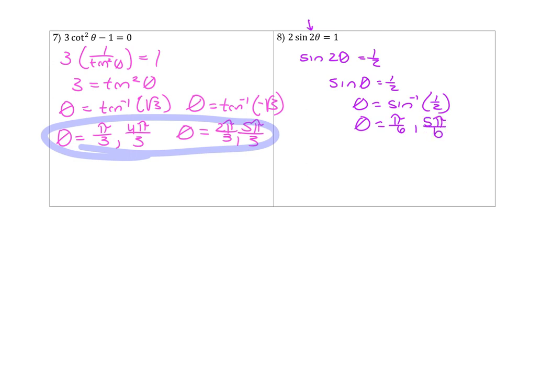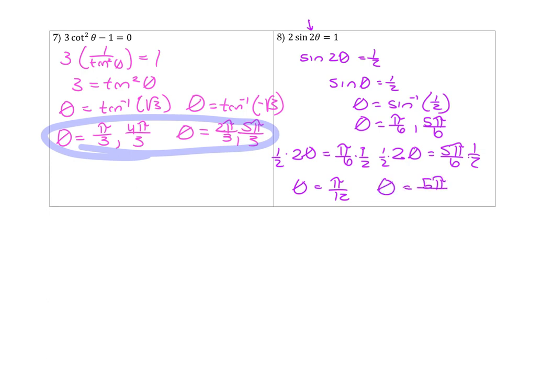So now I've got 2 theta equals pi over 6 and 2 theta equals 5 pi over 6. I'm just going to multiply by the reciprocal of 2, so theta is pi over 12. Same thing here, multiply by 1/2, and theta equals 5 pi over 12. So that's how we get those solutions: we find what it is for a single theta, then solve it for whatever coefficient is in front of that theta.